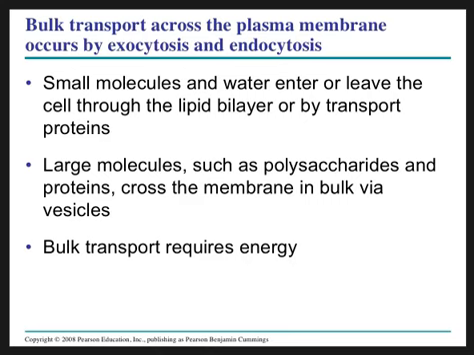That doesn't work so well for big molecules. Really big molecules like polysaccharides and big proteins can't cross the membrane through a simple carrier or a channel protein. It just doesn't work. They're not big enough. They don't fit. It's like parking a semi in your garage. It's not going to work.